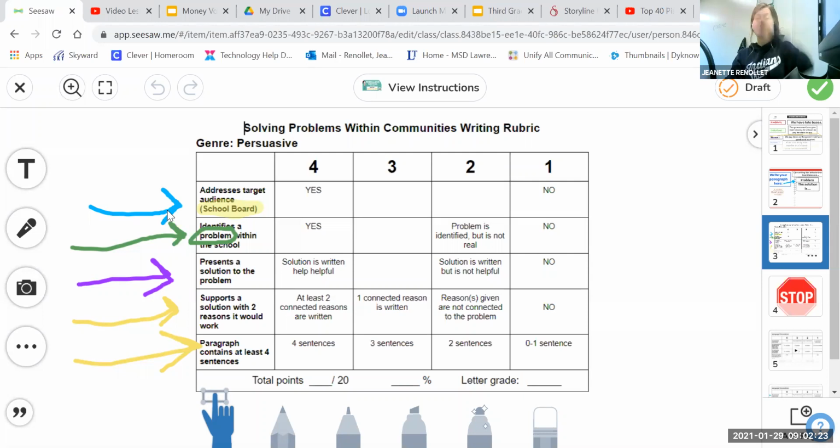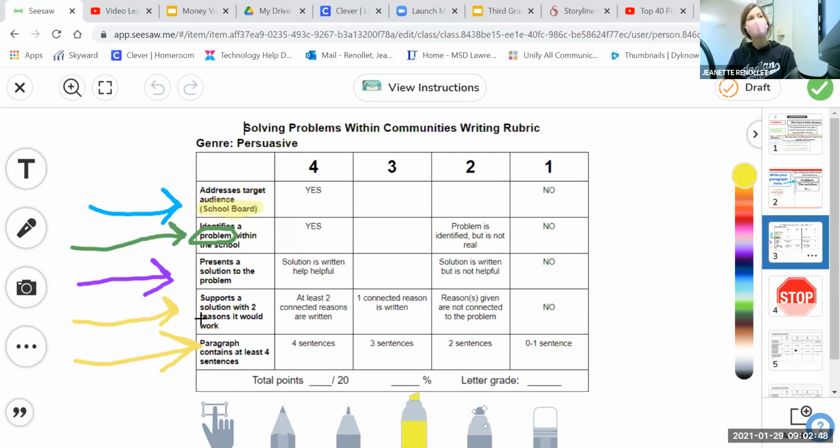Remember, some of you are writing to the school board. Some of you are writing to the local government. Then we did, does my writing identify a problem? Then we said, does my writing present a solution? Do I tell them my idea? And then for your independent work yesterday, you added your 2 reasons and you checked to see if your paragraph was 4 sentences long. That's what we did yesterday, okay?